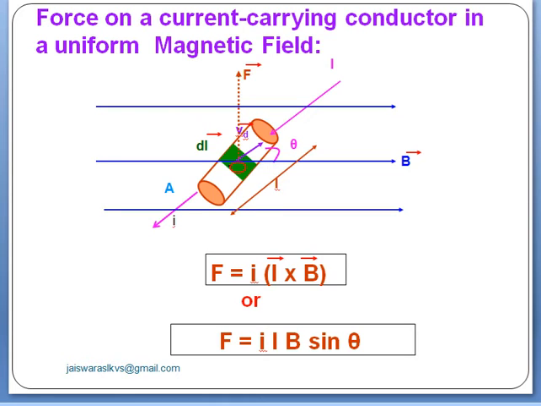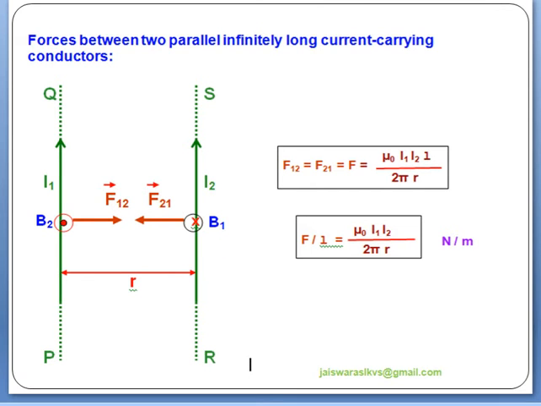Let us see next formula, that is force on a current carrying conductor in a uniform magnetic field. What is the magnitude of force? F is equals to I in bracket L cross B, or in its magnitude F is equals to I L B sin theta. ये भी आप जानते हैं, हमें इसका डेरिवेशन आपको करवाया है और नोट्स भी कंप्लीट दिया है इसका. ओके, नेक्स्ट फार्मूला, फोर्स बिटवीन टू पैरेलल इनफाइनाइटली लॉन्ग करंट कैरिंग कंडक्टर.